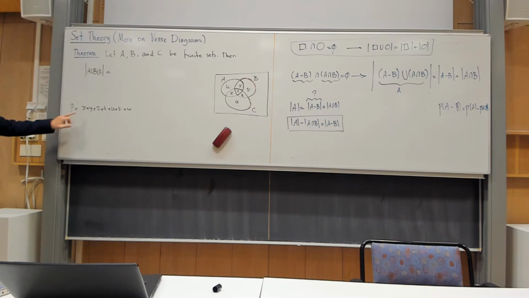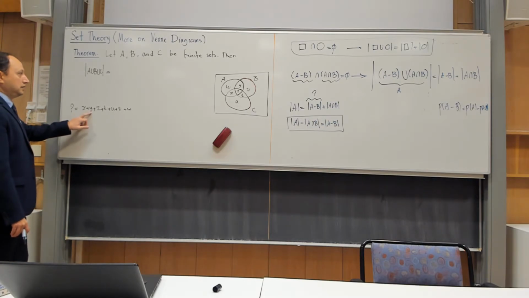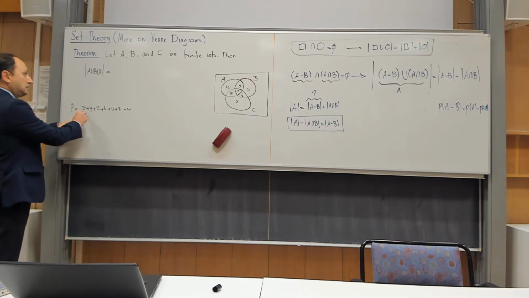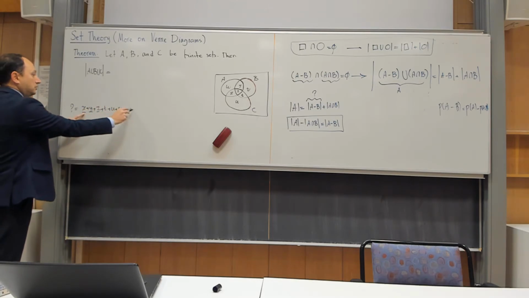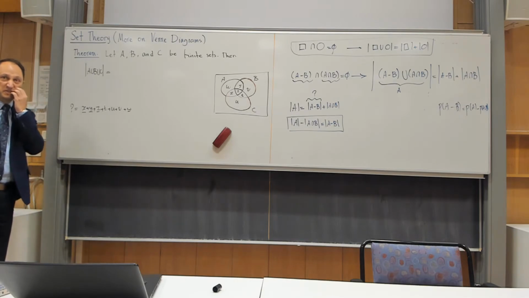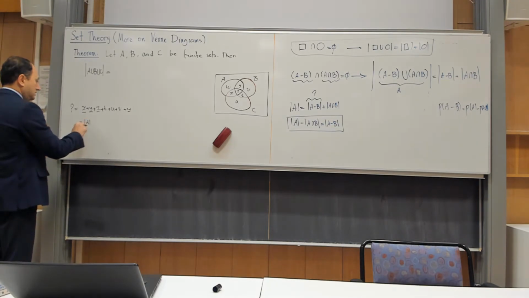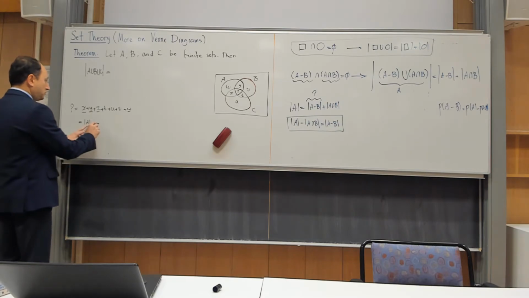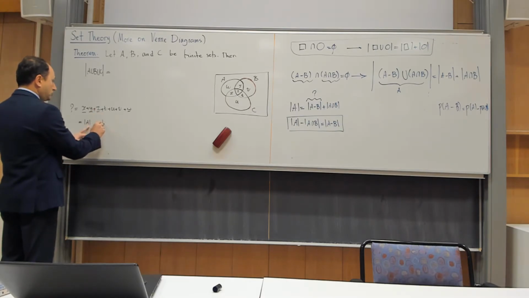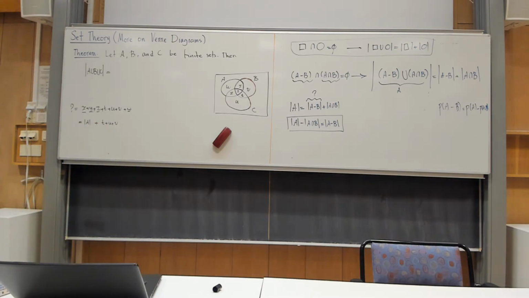So for example, x plus y plus z plus w. What can I write for this? Cardinality of A, yes? So I can write cardinality of A. But what is left for me is 2t plus u plus v. Yes? Okay, what can I do?